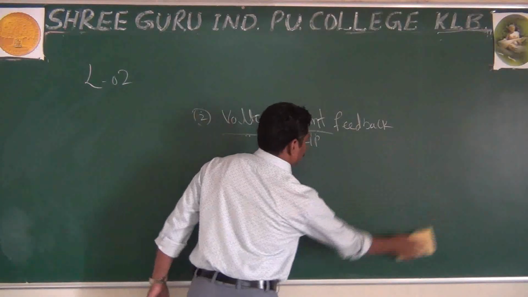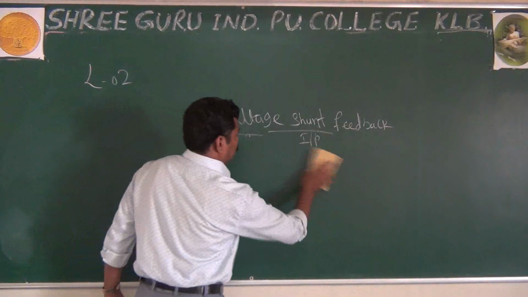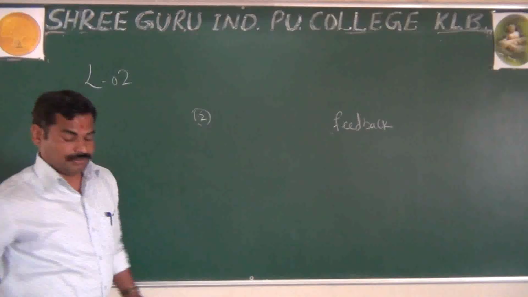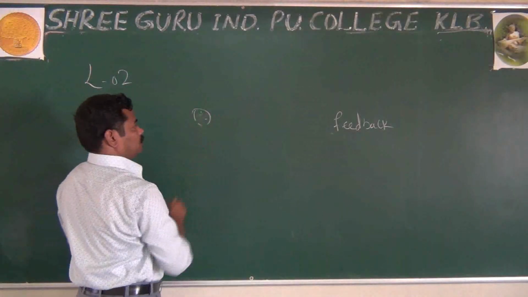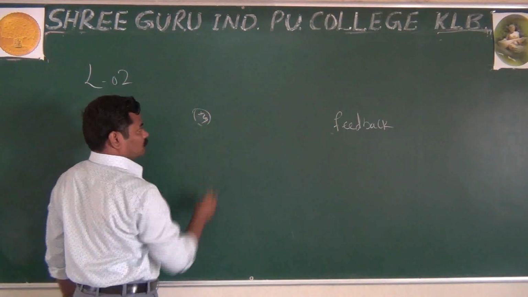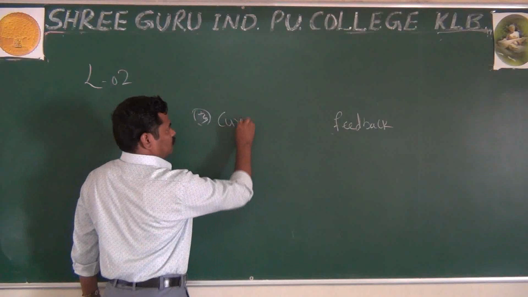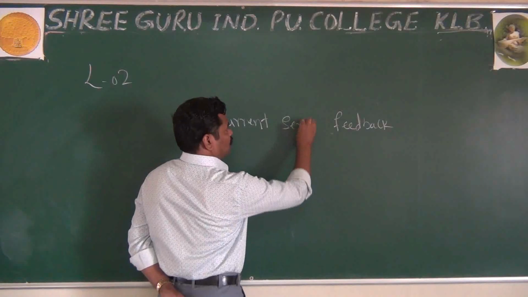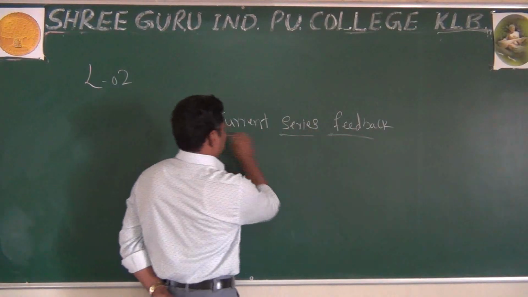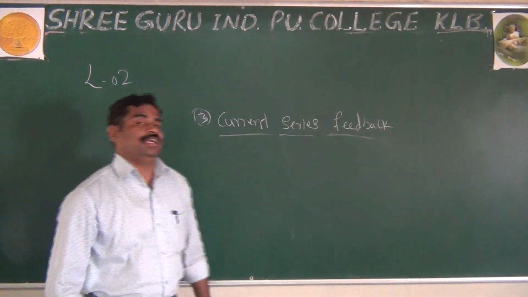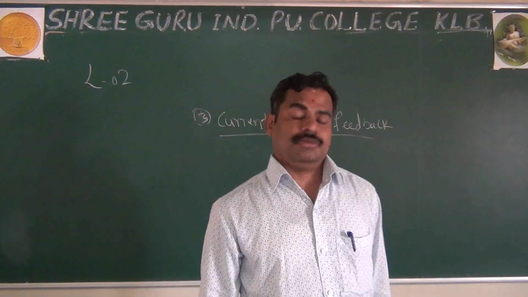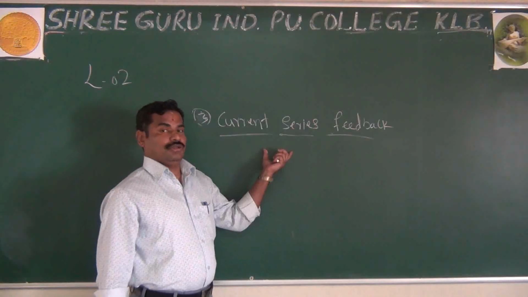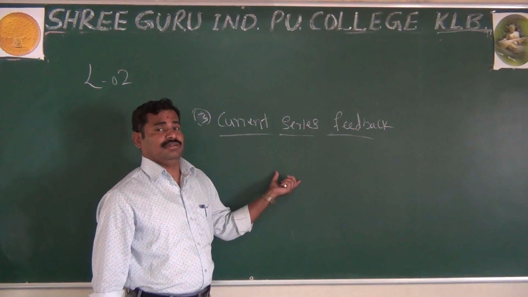Now we'll go for another type of feedback connection, that is current series feedback. See how you have done the first two: voltage series and voltage shunt feedback. Here also we are studying the current series and current shunt feedback topologies, or feedback connections.